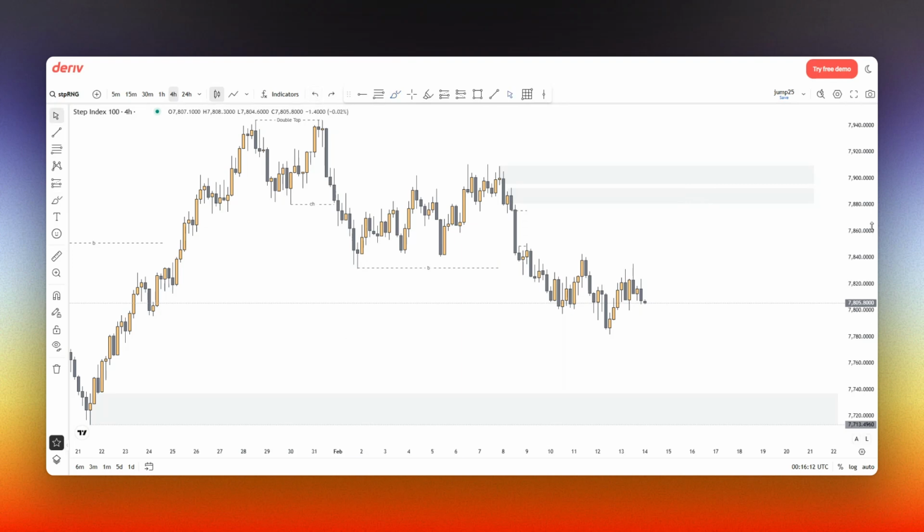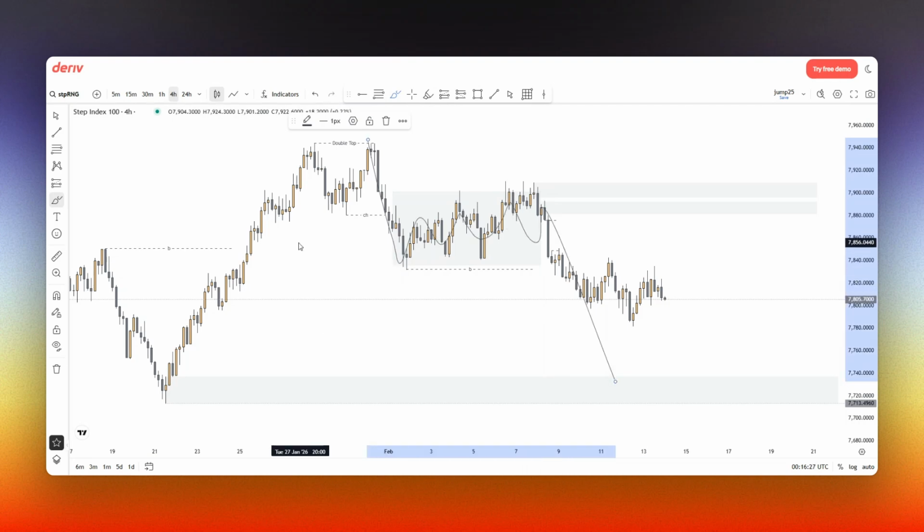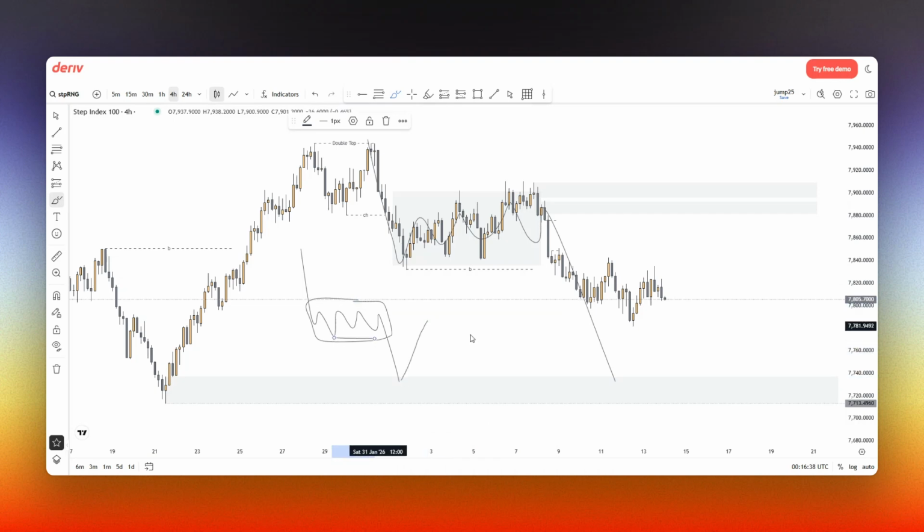But yet again, this can be considered the consolidation. If you know your chart patterns, this can be regarded as a drop, base, drop. This is a consolidation. Expecting price to come back to the level in which it broke out of and a further continuation to the downside. This is what I'm expecting.